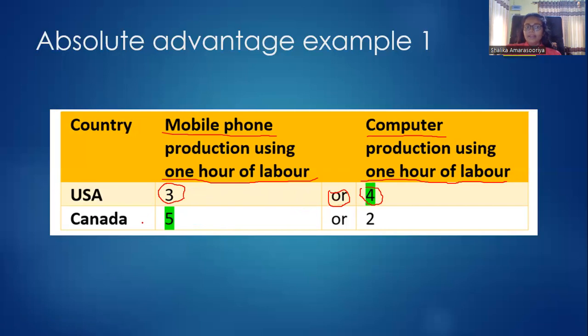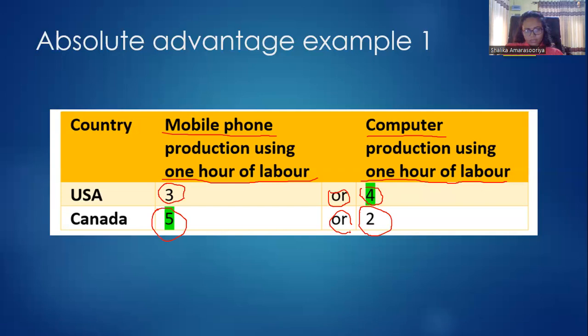When we consider Canada, it can produce 5 mobile phones or 2 computers within a labor hour. This country also cannot produce both 5 mobile phones and 2 computers within a labor hour. It also can choose only one alternative option. Okay, did you get my point?